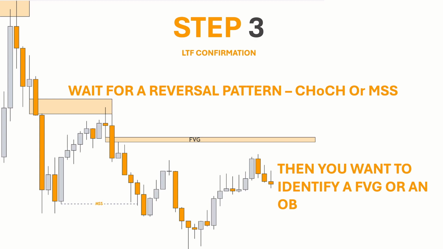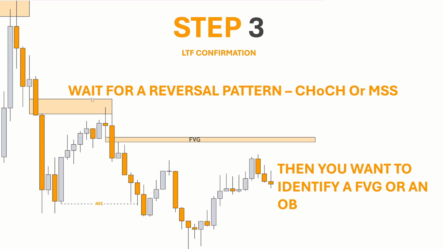For our lower time frame confirmation, we want to wait for a reversal pattern such as change of character or market structure shift to try to catch that reversal. So we've had a first market structure shift right here. This market structure shift is valid as this candle has closed below this candle with displacement, and we've left a fair value gap right here.